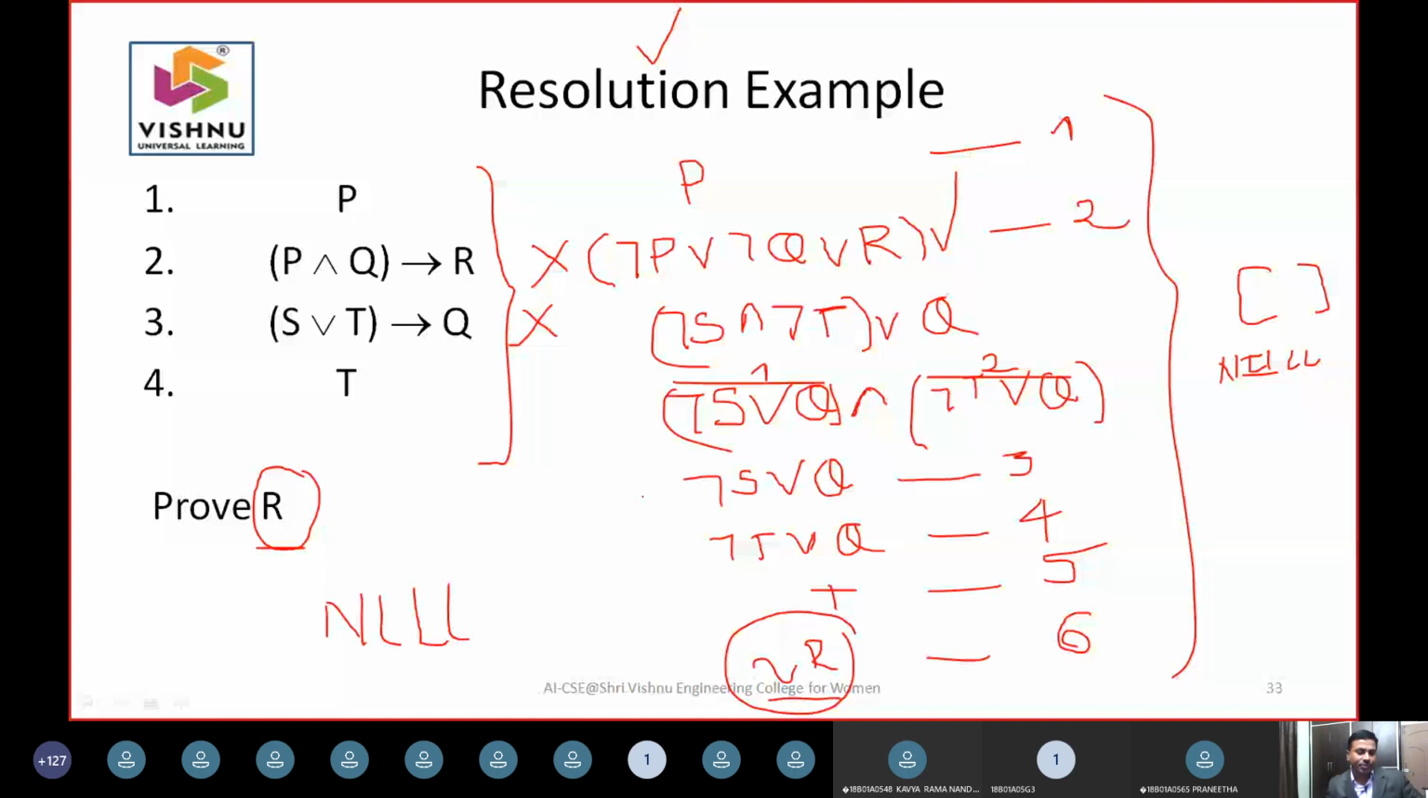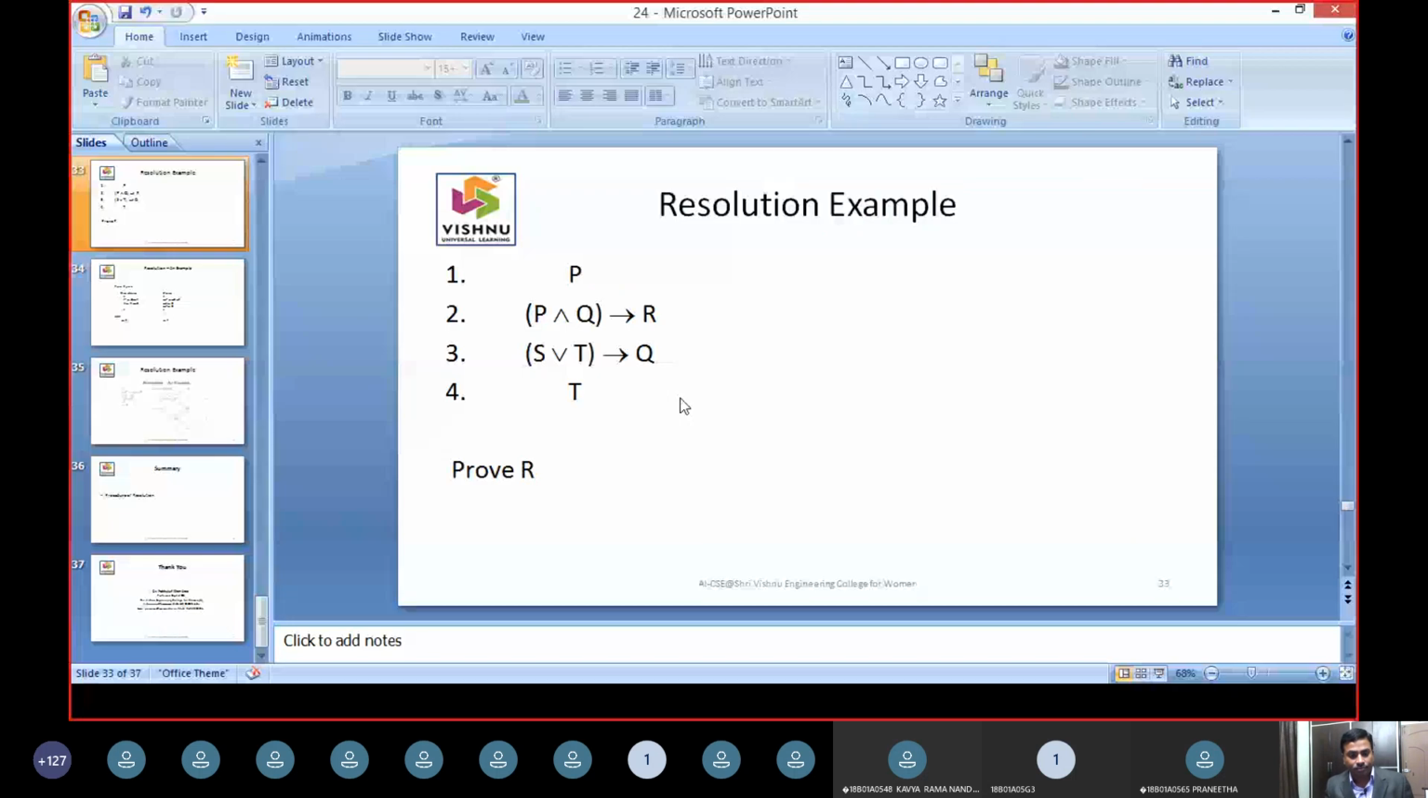Again, I'm repeating the same thing. Many times when people talk about resolution, they say resolution with refutation. Whatever you need to prove, you take its negation and add it to the premises that were given. At some point, when you are combining the statements, you will get something called null. Once you get null, the meaning is that negation of R is wrong, so R is proved. This is how it has to be done. The same thing we have to do for this Marcus and Caesar problem.